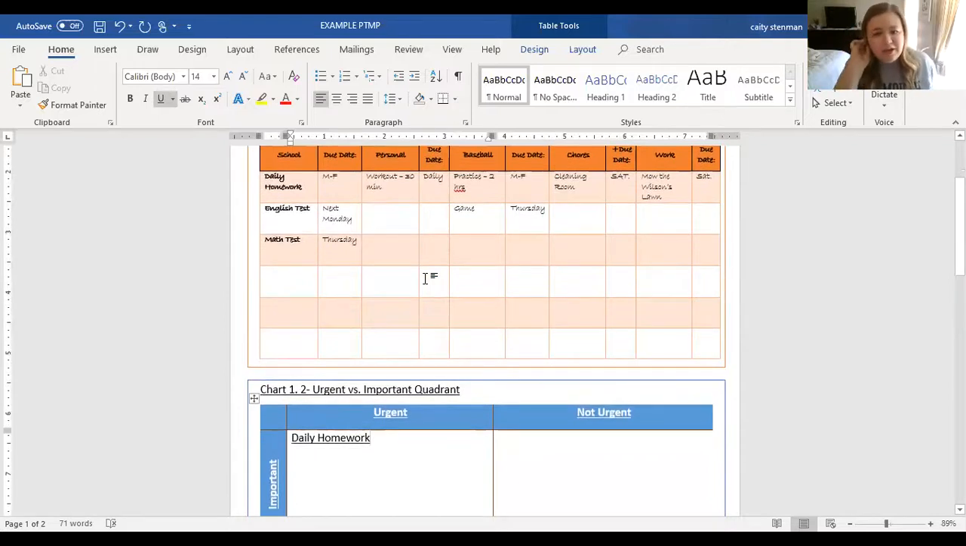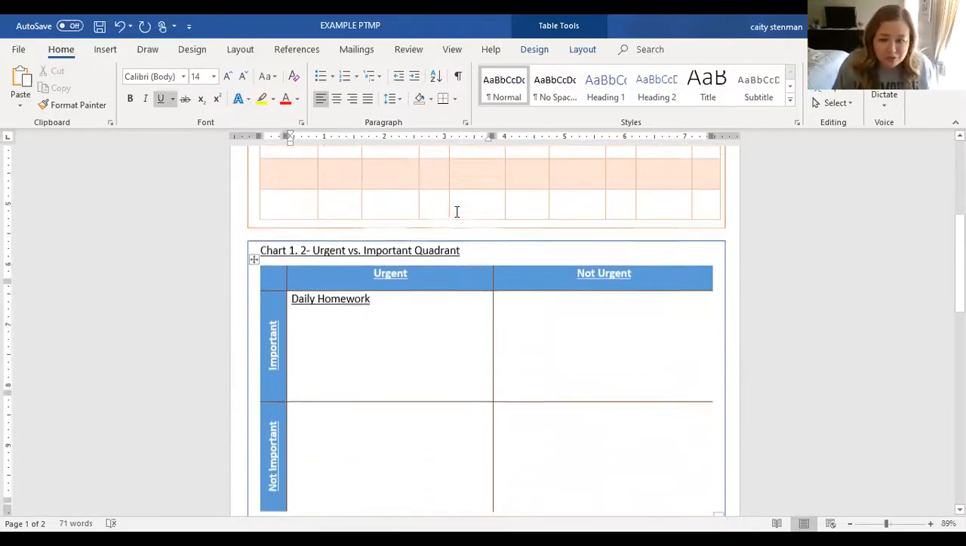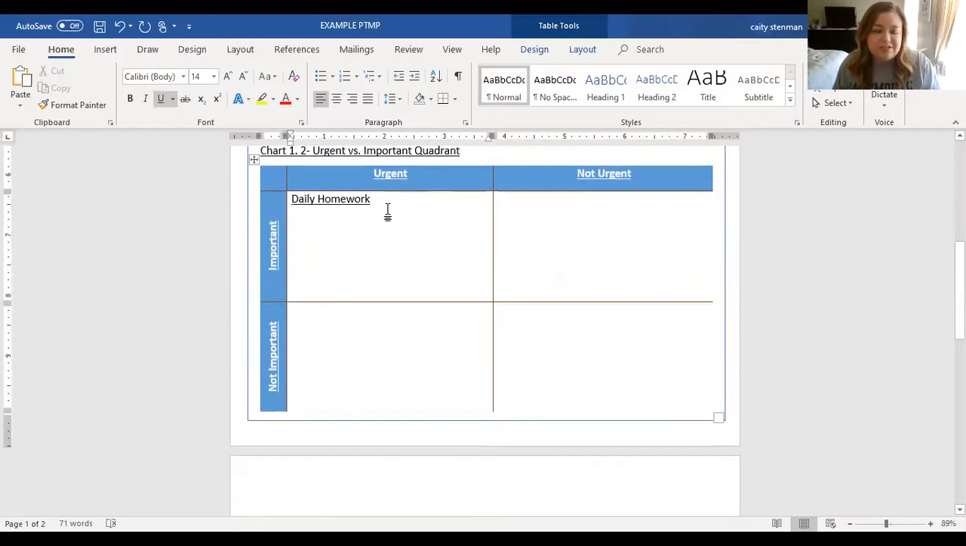What about cleaning your room? Where is that going to fall? Is it important? Yes, it's important because you get grounded if you don't do it, right? But is it urgent? No, it's not urgent. You can do that this weekend. You just have to do it this week sometime, right? We said Saturday, but it can happen anytime. So we're going to put clean room in quadrant 2, for important but not urgent.